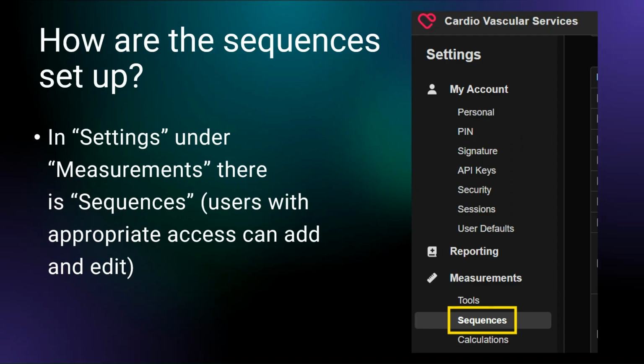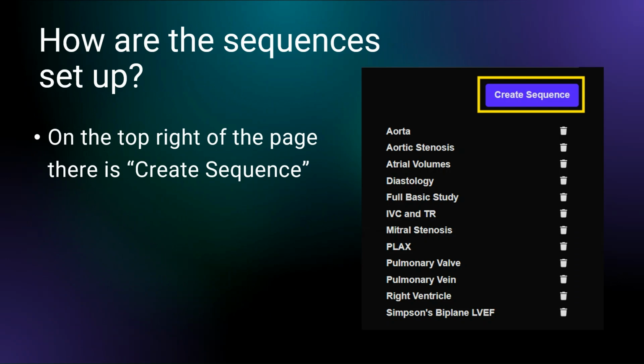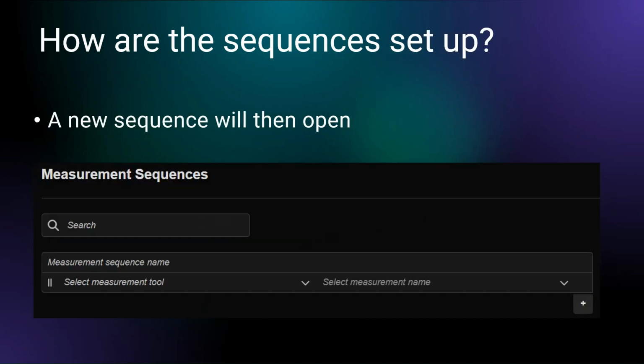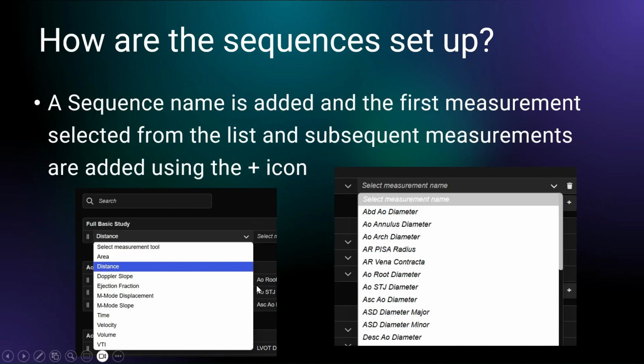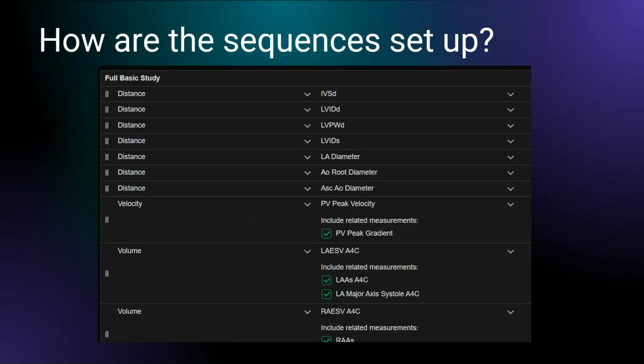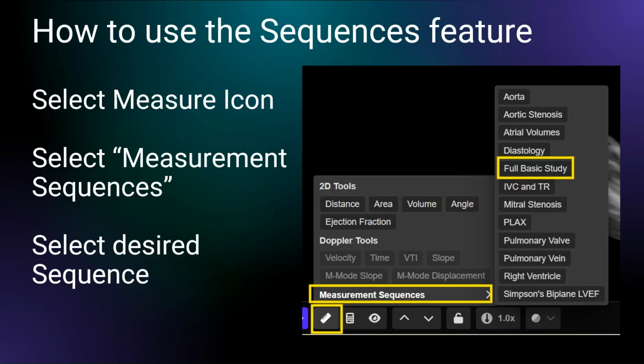In terms of how they're set up, in settings, for those that have access, there is a sequences component within measurements, and from here you can add and create new sequences and edit the previous ones. So I just go and create a new sequence, and then it will open, and from that point you just add individual measurements in the order that you want using the plus icon. And then from there you'll end up with this list of these measurements.